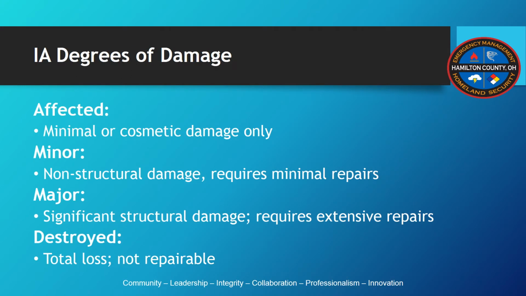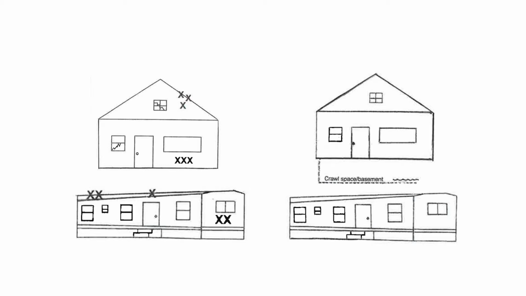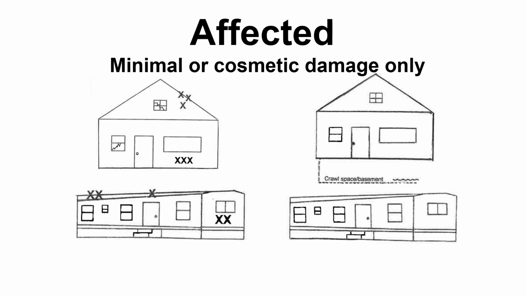You will be evaluating damaged homes and businesses based on the 4 degrees of damage, which are affected, minor, major, and destroyed. Affected structures only have minimal or cosmetic damage. There can be no structural damage.